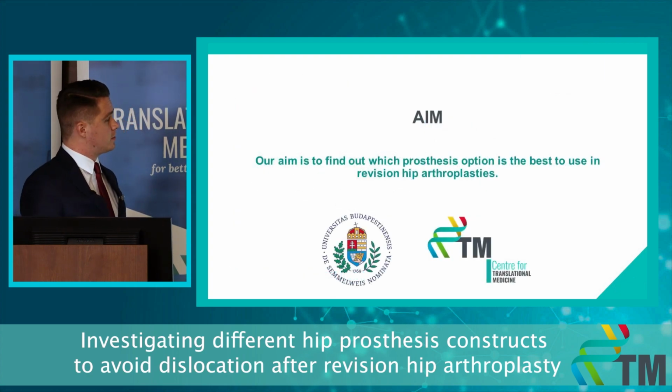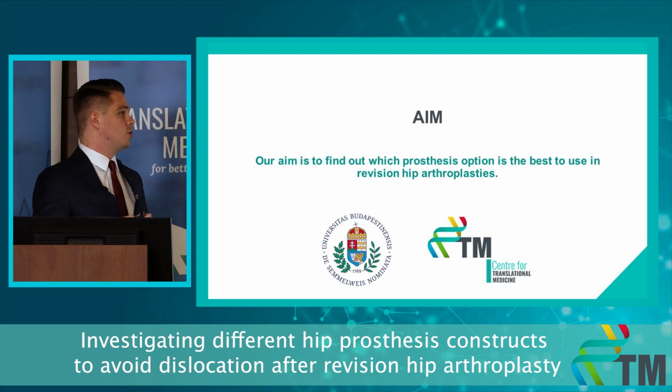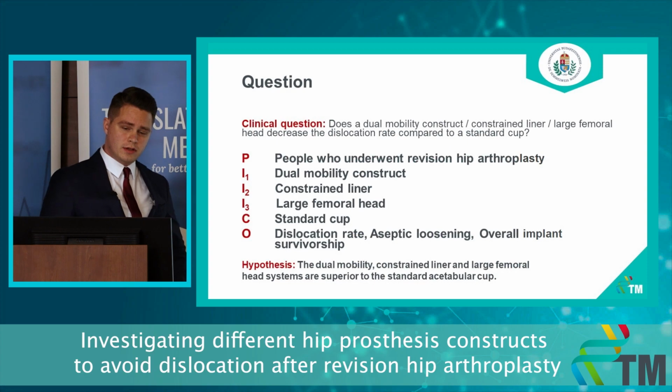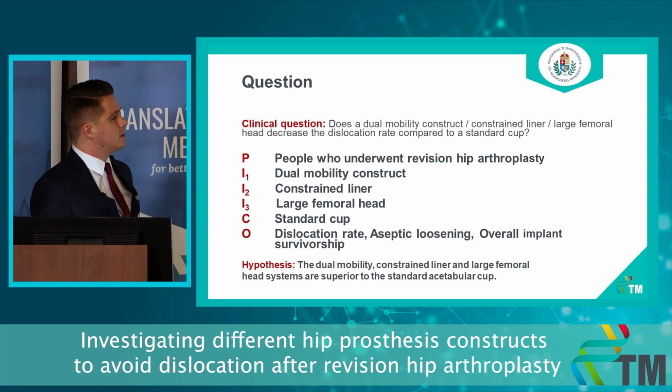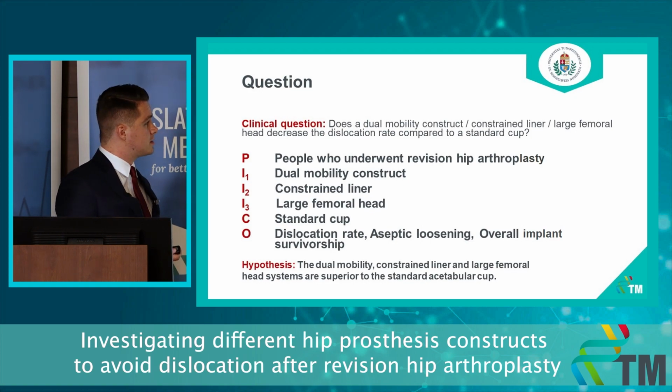And the aim of our research is to find out which prosthesis design is the best option to use in a revision hip arthroplasty to prevent dislocations. So our clinical question regarding our research is: does a dual mobility design or a constrained liner or a large femoral head decrease the dislocation rate compared to standard acetabular cup in revision hip arthroplasties?